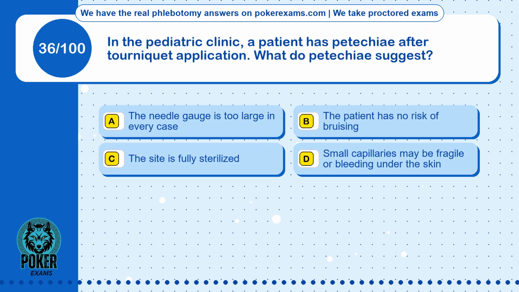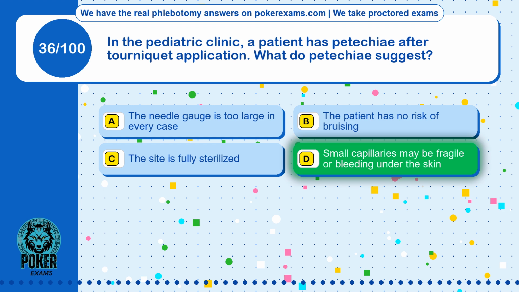Question 36. In the pediatric clinic, a patient has petechiae after tourniquet application. What do petechiae suggest? Option A. The needle gauge is too large in every case. Option B. The patient has no risk of bruising. Option C. The site is fully sterilized. Option D. Small capillaries may be fragile or bleeding under the skin.